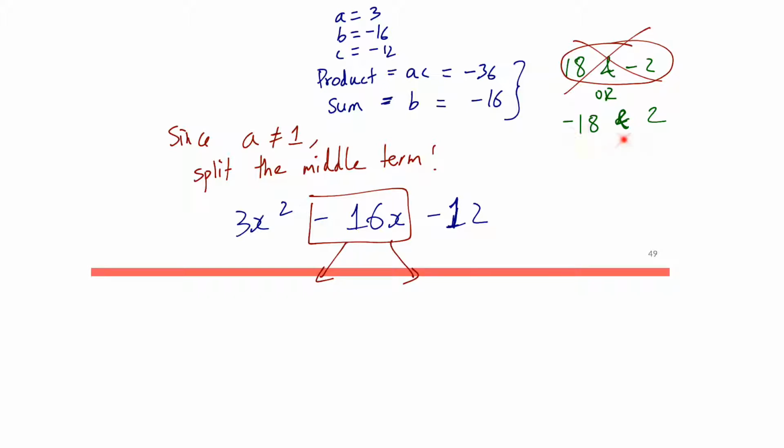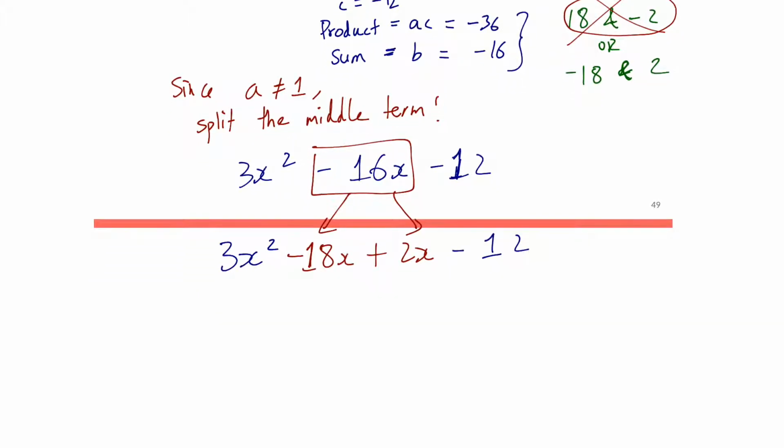It doesn't matter which one of these you put first. You could say negative 18x plus 2x, or 2x minus 18x, up to you. But everything else is still the same. We still have a 3x squared here, and we have a minus 12 over here. Is that okay? You've got the answer, right, already?